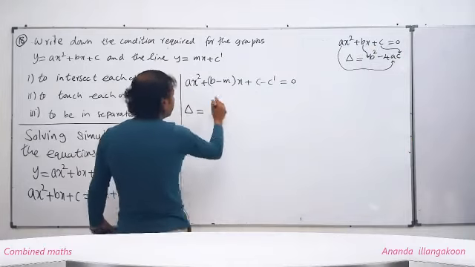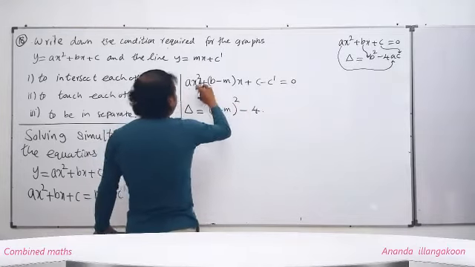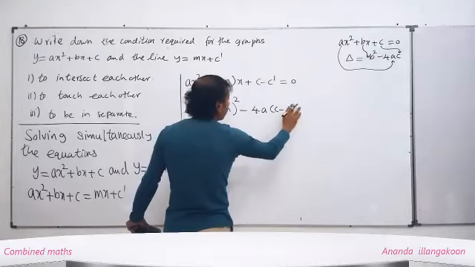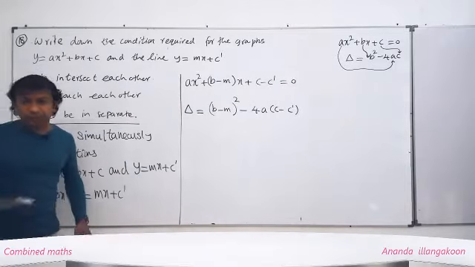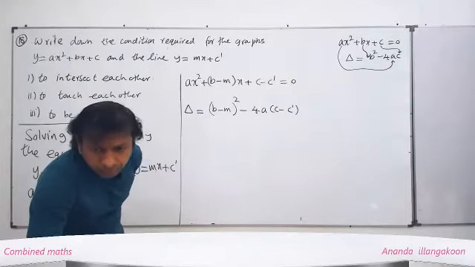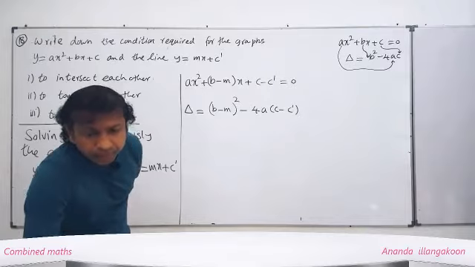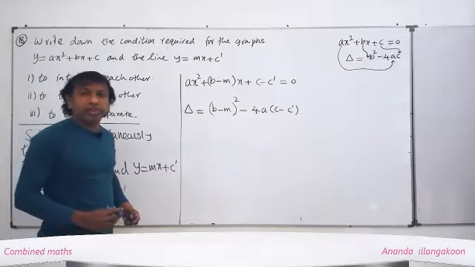B is the x coefficient, so b minus m perfect square, b squared minus 4 times a, a means this, here c minus c dash. This is delta. Now we can write delta like this. Then we need to write the conditions.